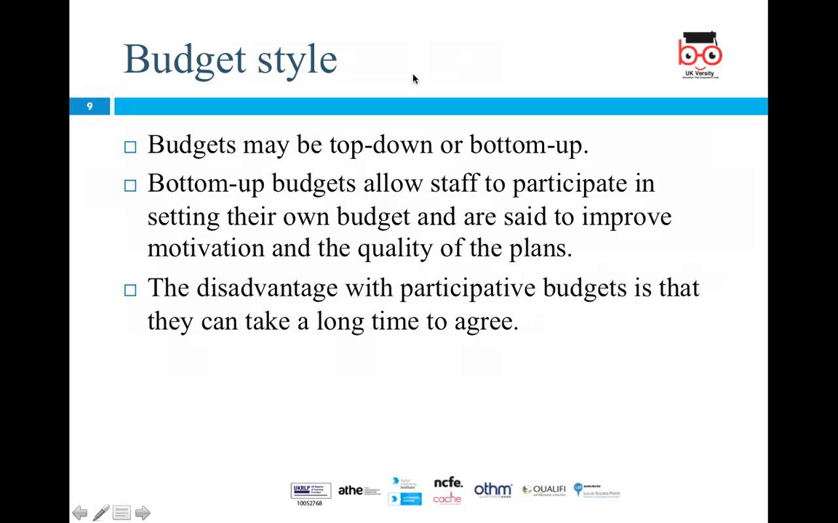The budget style may be different, top-down or bottom-up. Top-down is from the higher hierarchy to the lower hierarchy, and bottom-up is from the bottom, where the information goes up to the top. So that can be two-way. The budget style can be maintained. Bottom-up budgets allow staff to participate in setting their own targets and are said to improve motivation and the quality of the plans. The disadvantage with participative budgets, if it is bottom-up, is that they can take a long time to agree, because there is always agreement and disagreement in the budgetary system.